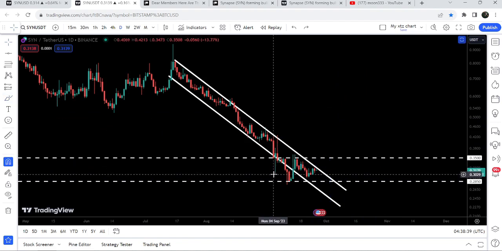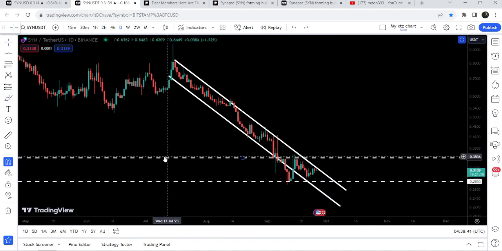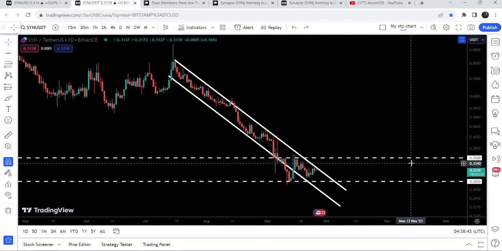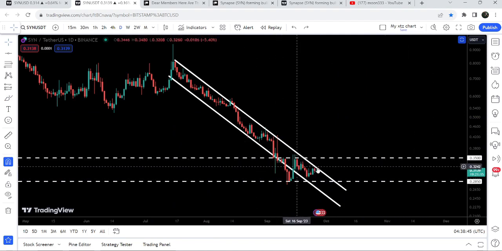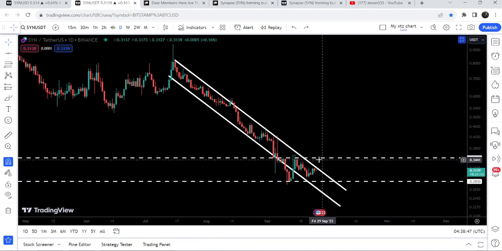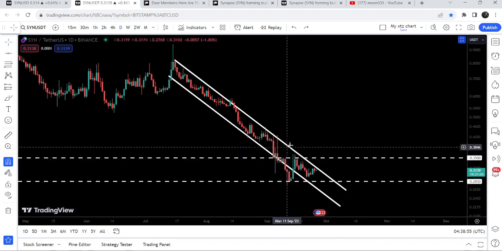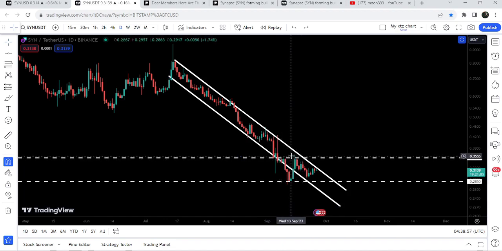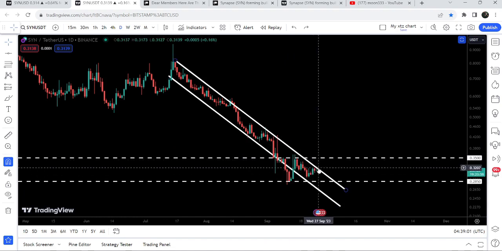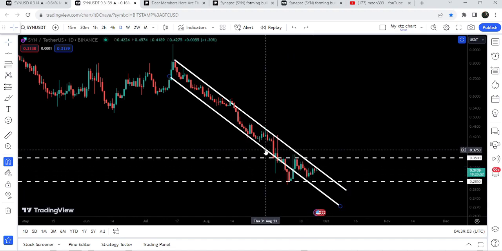After the breakout, I'm expecting another rejection by the resistance that Synapse has recently found at 35 cents. You can see for the past several days, it is facing resistance. Like here we got rejected for almost 4 days, and here we got rejected once again. Therefore, it can be a point of rejection after breaking out this channel, once Synapse is able to break out.